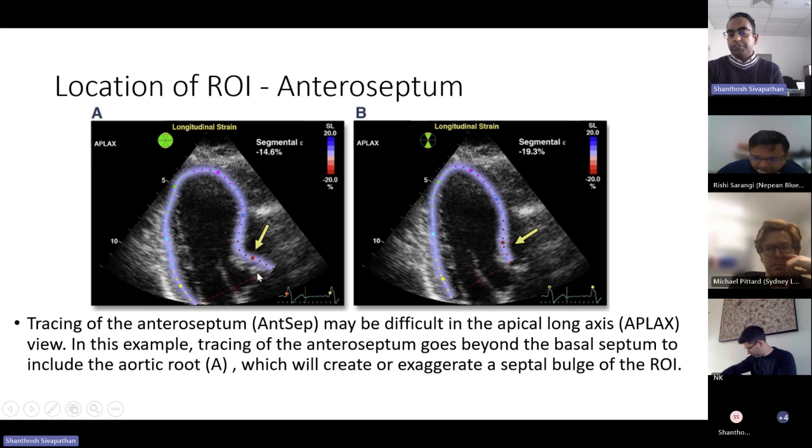And you can see that subtle difference. You went from 14.6 to 19.3, so really abnormal to just normal, right? Those things are quite important to be aware of, and to adjust accordingly.